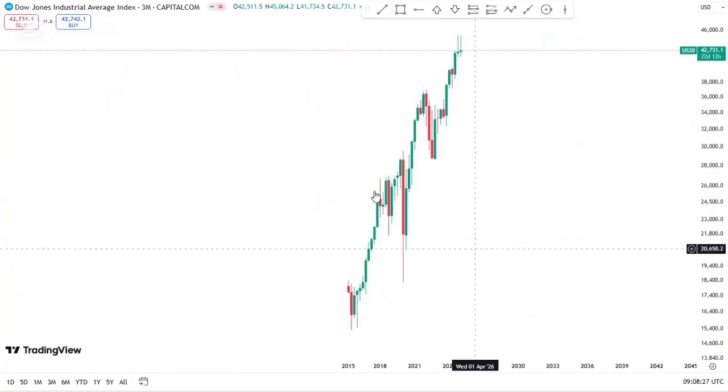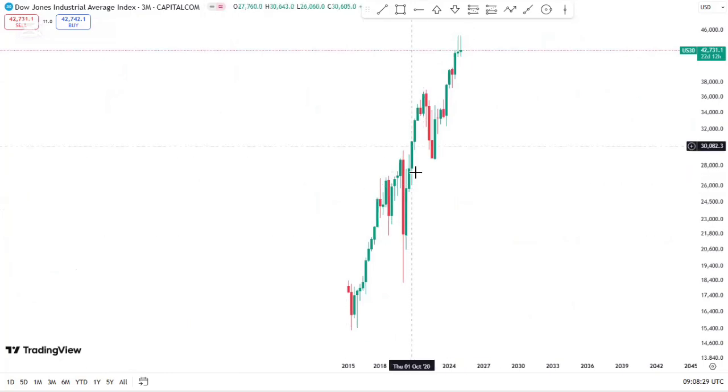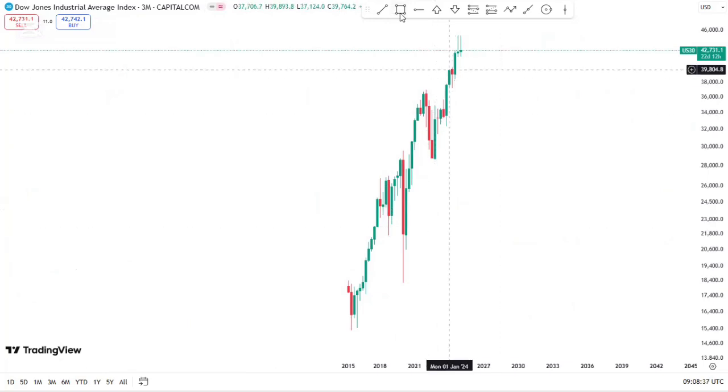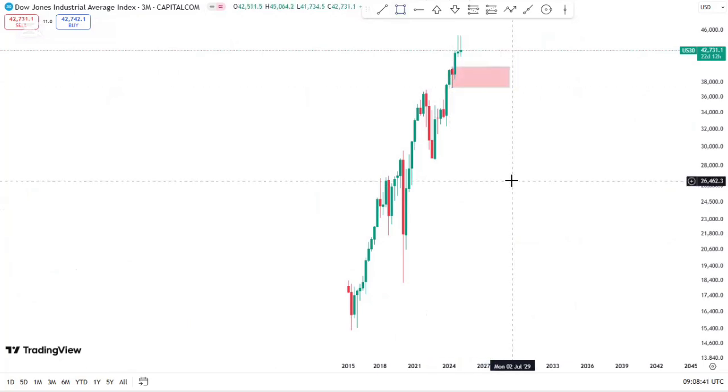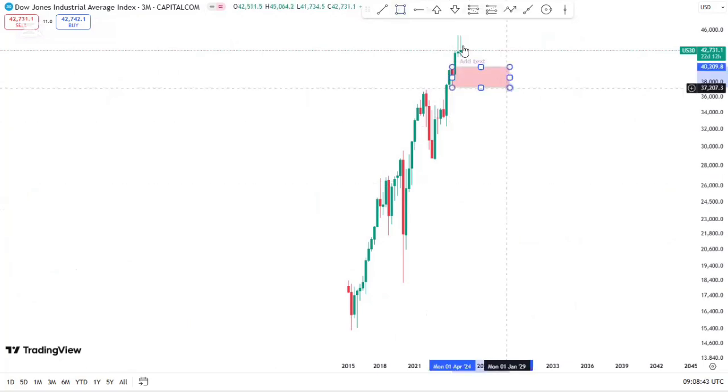We don't have much information based on continuation patterns, but I see there's one here, there's one there. That means this is the nearest one. We do have a chance of the market coming down to this continuation pattern. Fine, we're going to remove it.